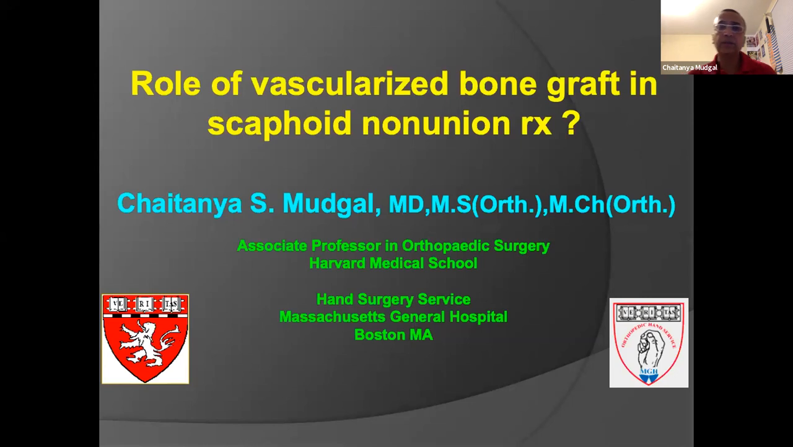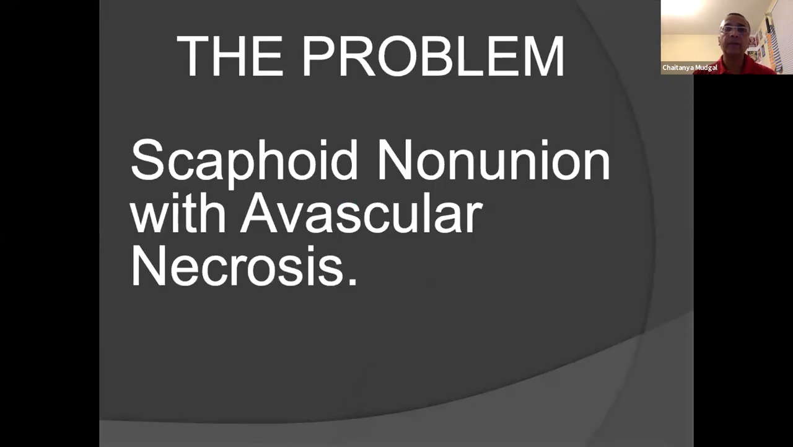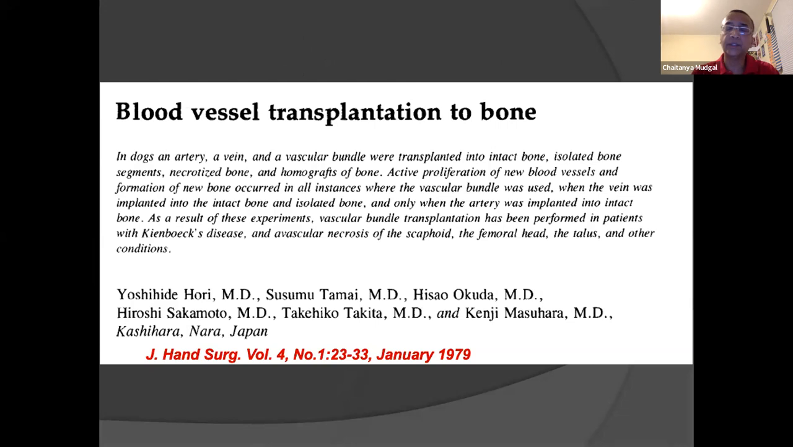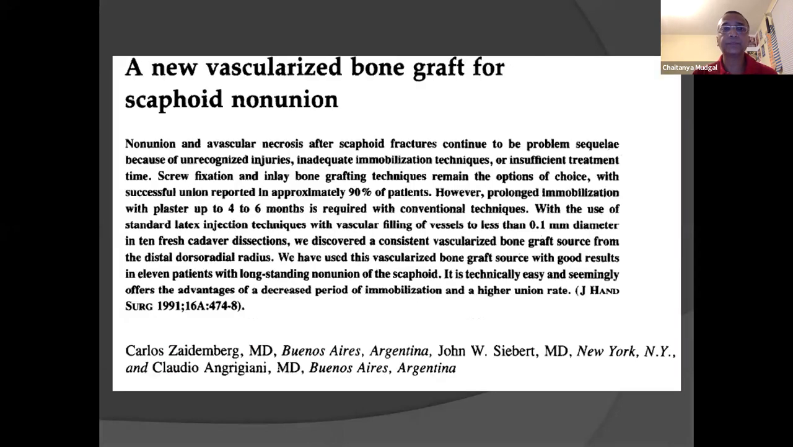So the next question, which follows logically, is do you have a role for vascularized bone graft in scaphoid non-union? Again, like we said before, the scaphoid non-union with avascular necrosis, and I'm going to disavow you of using this term unless you have a pathological diagnosis. So why did we start putting vascularity into bones? Well, this concept is old, came from Hori in 1979 when he used a vascular bundle in the treatment of dysvascular situations around the carpus.